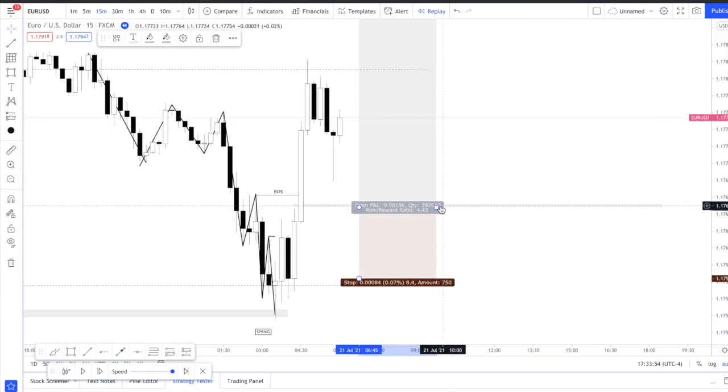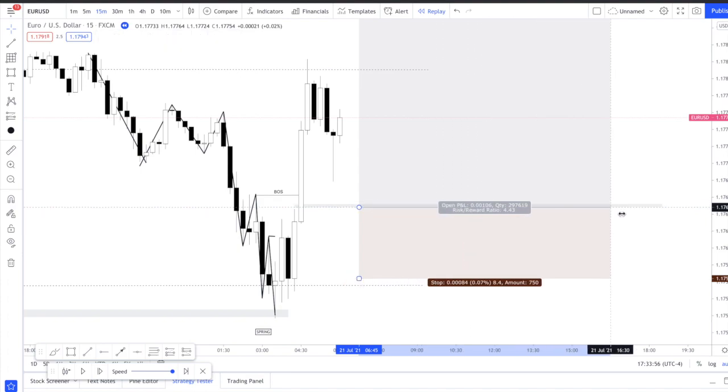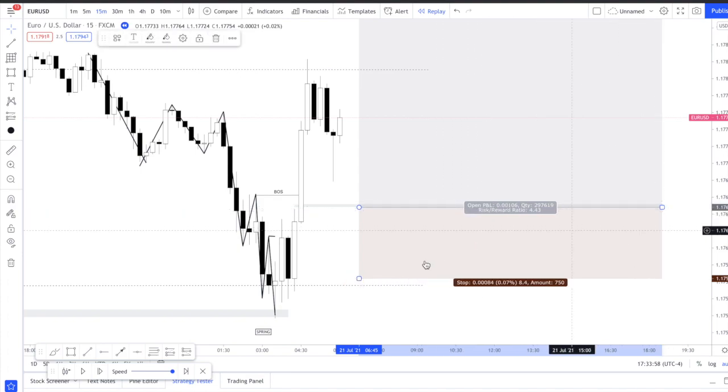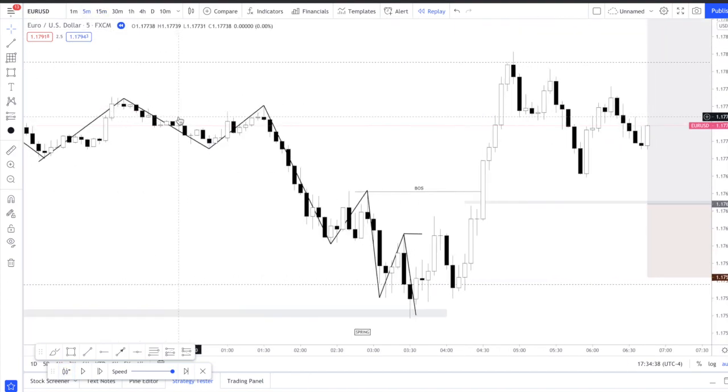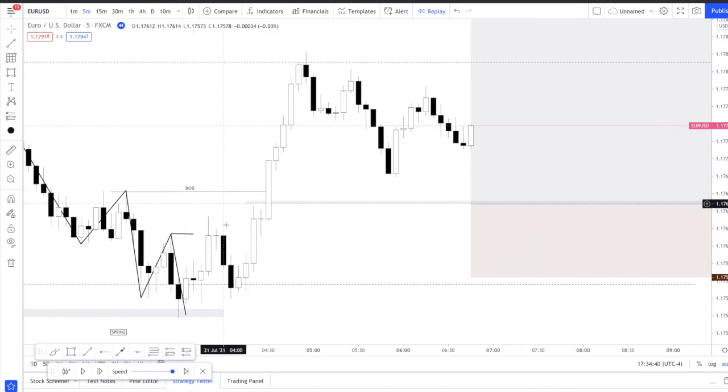On the lower time frame, I want to definitely be under 10 pips, which I always am, but I want to be even closer to like 6. So let's see what we get on the 5. Okay, so on the 5 minute, we still have this imbalance down here, which is probably a piece of the order block.